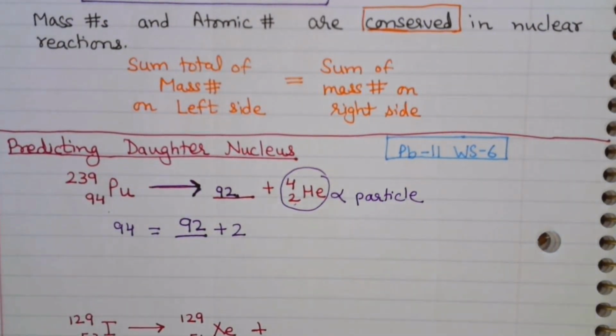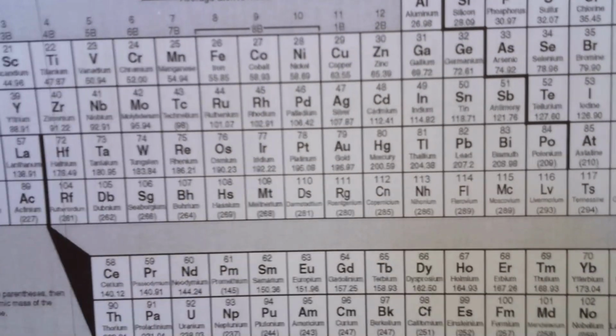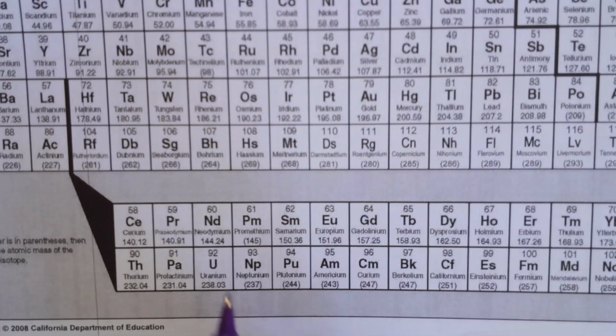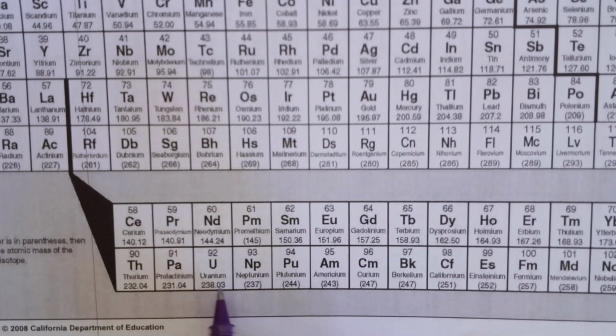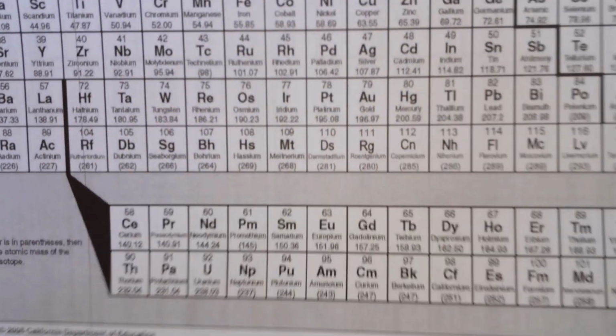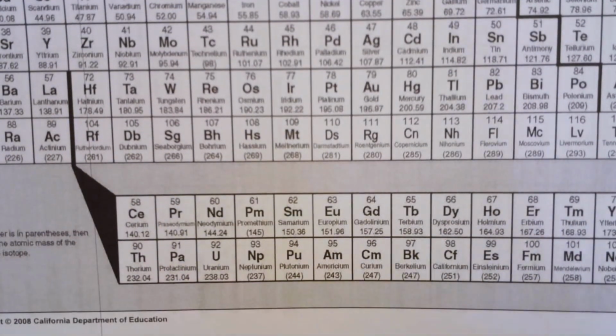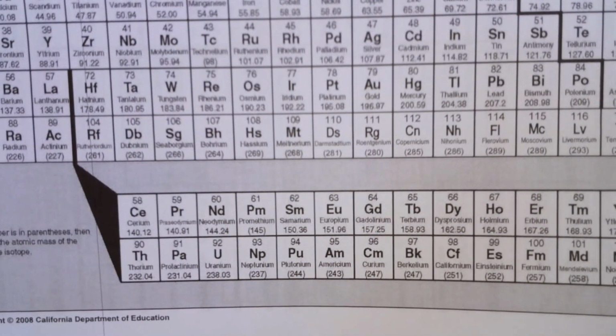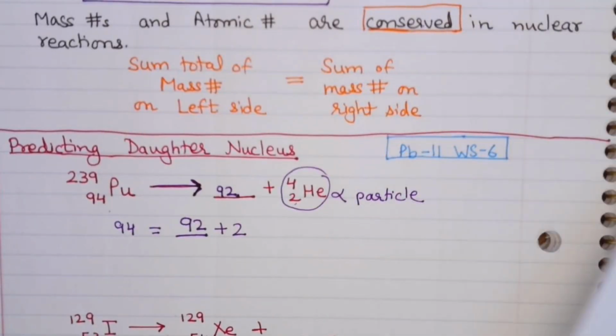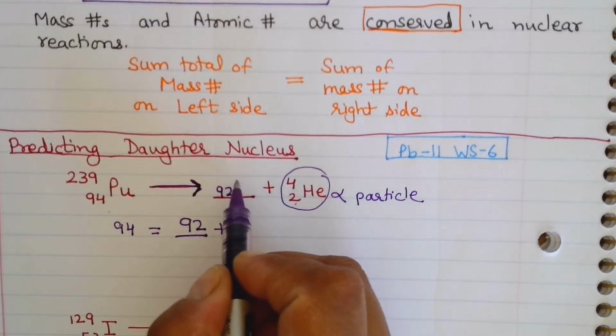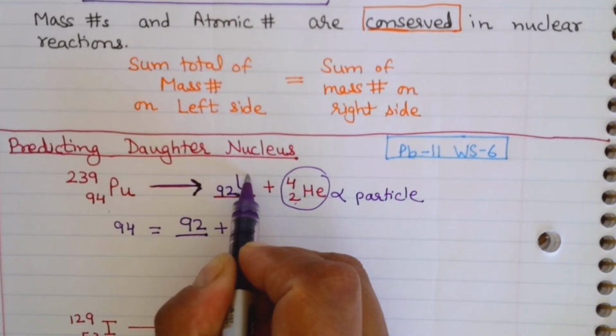Next thing we're going to do is look at our periodic table and find the element that has atomic number 92. That would be uranium and the symbol is U. So we always look at the periodic table for the atomic number. Never ever get the mass number from the periodic table. So that element is uranium, so I'm going to write U.